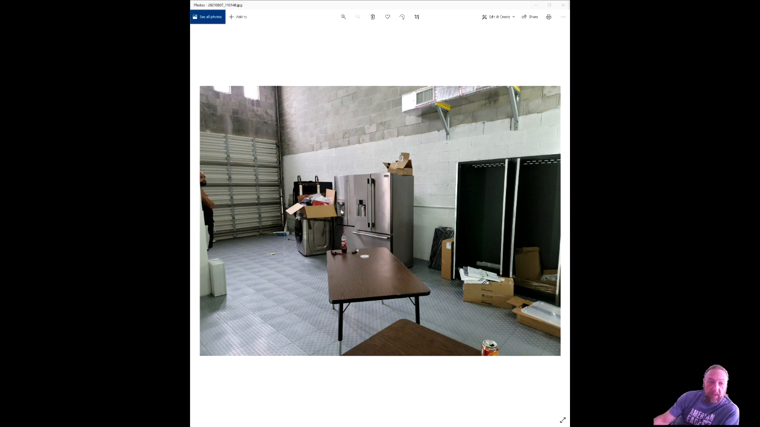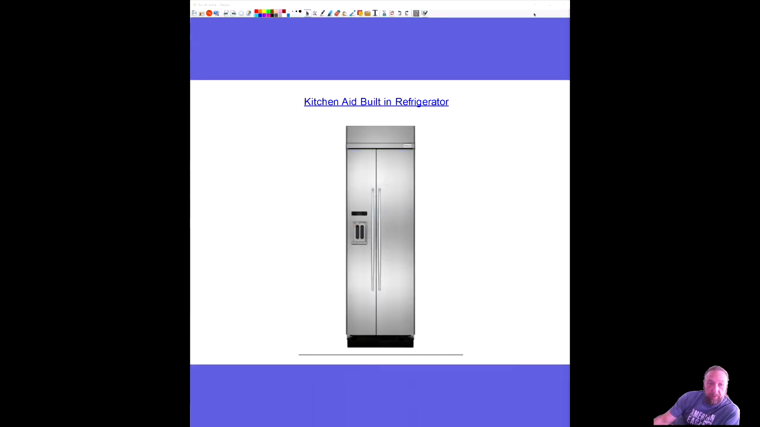So this is just, again, we laid the floor down. We've got refrigerators here. We've got tables. The chairs we still haven't put in there yet. I'm trying to get the other pictures up too.